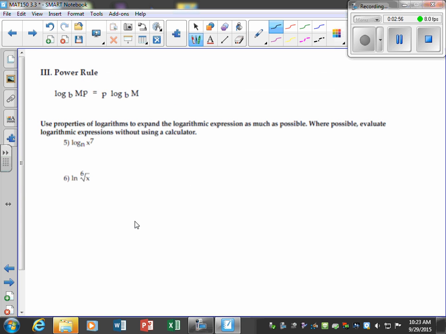Okay, and the next rule we're going to do is going to be the power rule. I'm actually going to rewrite this one because it's hard to see in the printed version. Log base b of m raised to the p power is equal to p log base b of m. What happens is basically we're able to take this exponent and move it out front. It's hard to tell that that's an exponent, it's not very good. This is actually an exponent p.